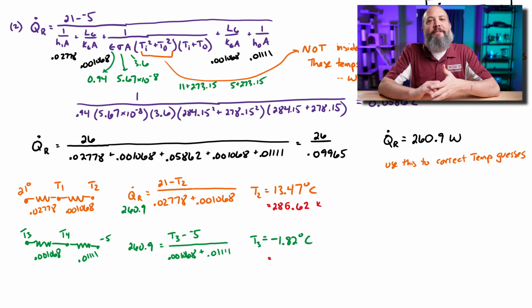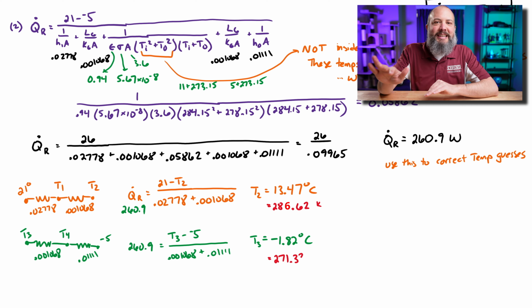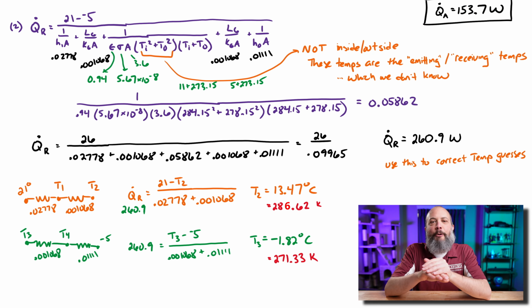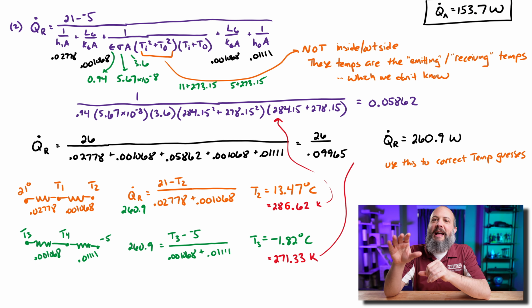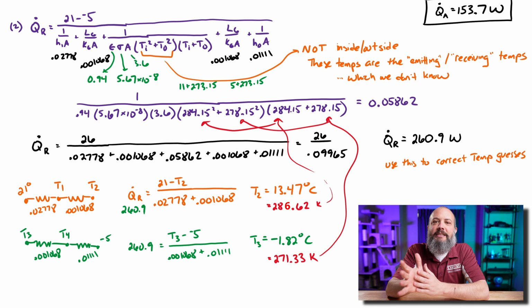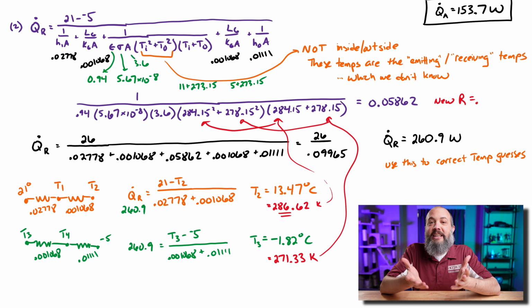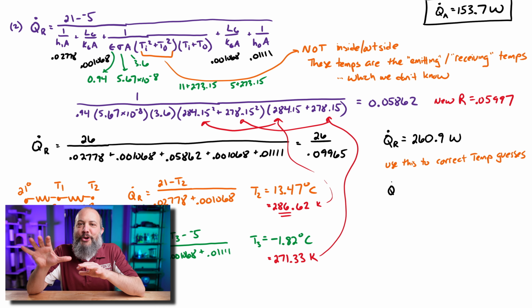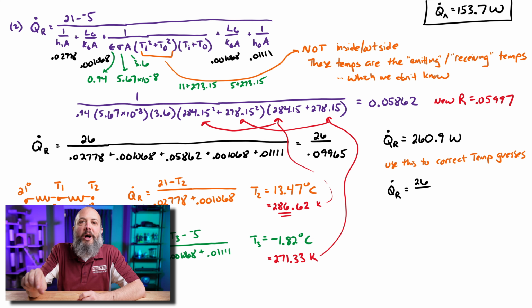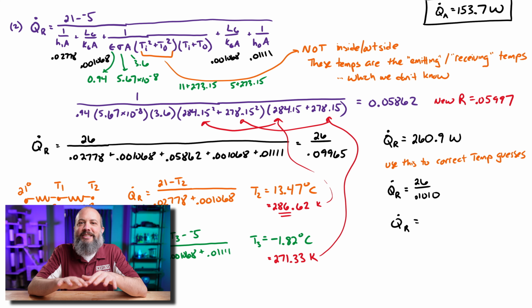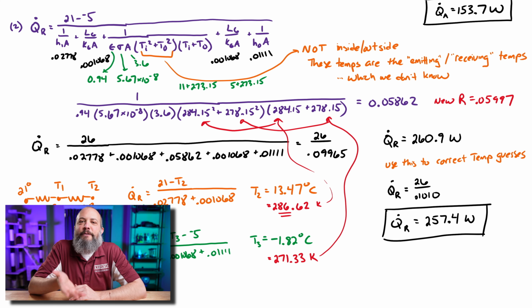temperature. So we convert these two temperatures into Kelvin, about 286 and about 271, and we plug these temperatures back into my radiation resistance term to get a new radiation resistance. So instead of 0.0586, I get 0.0599. So using this new value for radiation resistance in the denominator, I get 0.101 as my overall thermal resistance, and get a new value of Q of 257 watts.